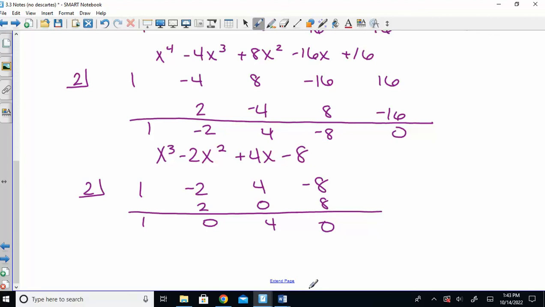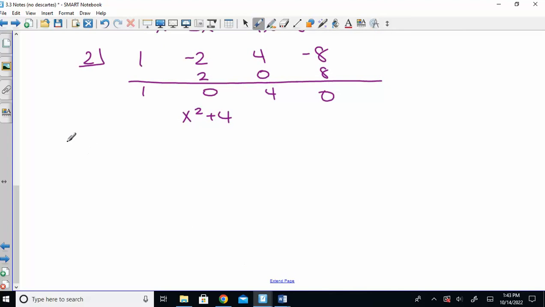How do I write this polynomial for my final answer? What is x squared plus 4? Can I do box method with that? No. Can I do difference of squares? No. So we don't really know what to do here.